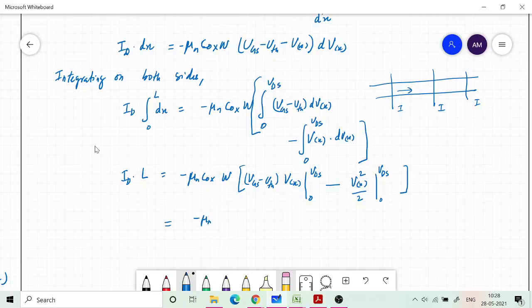I will take this L to the other side, therefore I can write ID is equal to mu n Cox W by L, and here I will have VGS minus VTH, and if I put the upper limit, it is going to be VDS, then minus VDS square by 2. So this is my current expression.